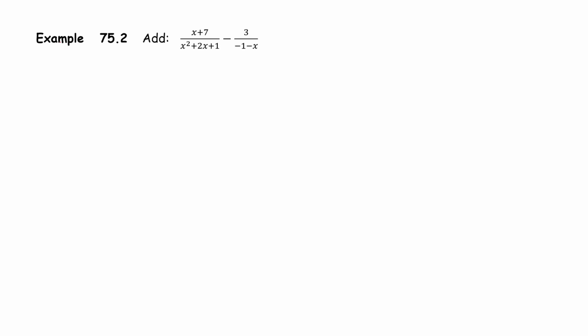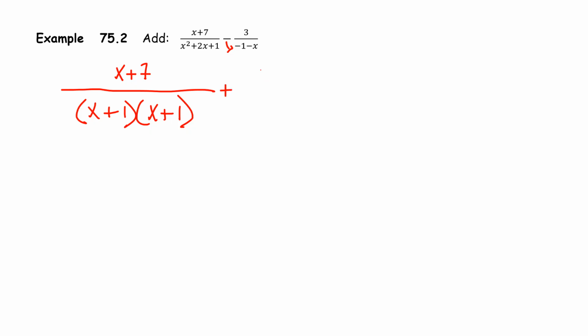Again, you can see that in your first fraction, your denominator is factorable. So you've got x plus 7 over x plus 1 times x plus 1. And then you've got minus 3 over negative 1 minus x, which is the opposite of x plus 1, because x plus 1 has a positive x, that has a negative x. X plus 1 has a positive 1, that denominator has a negative 1. So I'm going to take that negative sign and just distribute it through that denominator. So it'll be plus 3 over x plus 1.